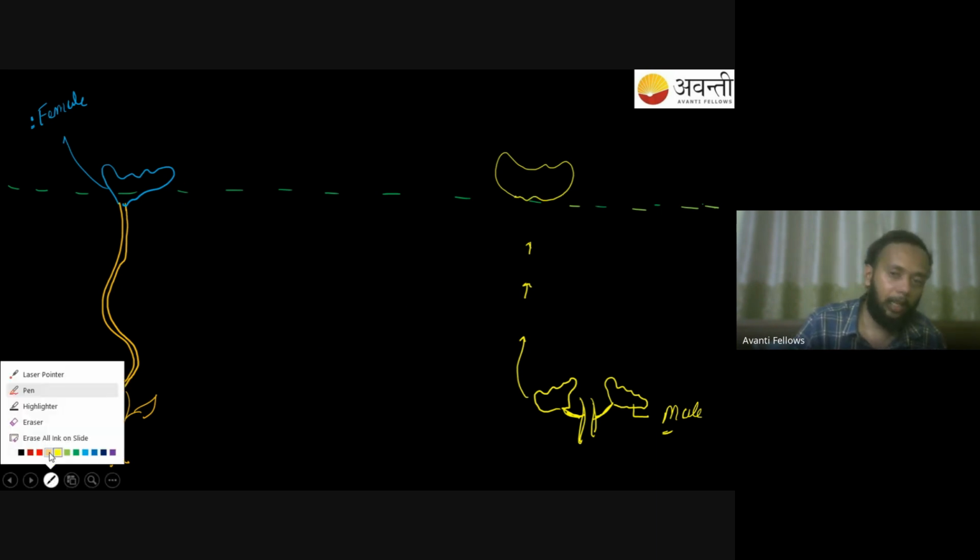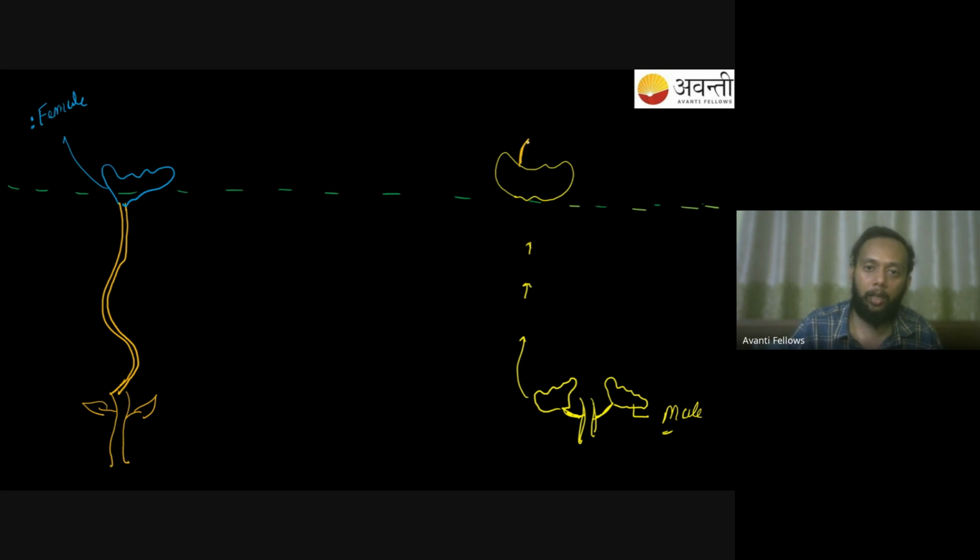Now you know that the male flower will have anthers here. Now what will happen? This male flower will travel on the surface towards the female flower. It doesn't go by itself, it's not that it swims on its own, but it travels along with the wind or along with the water current towards the female flower.